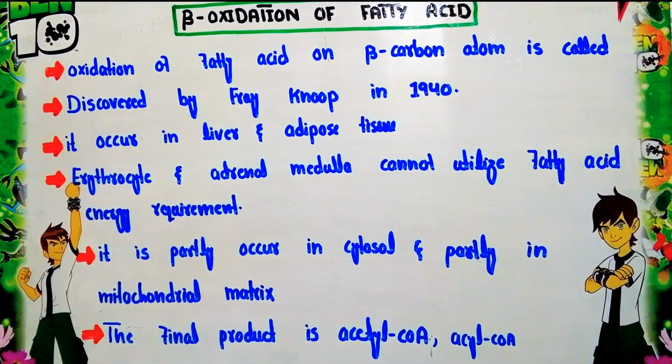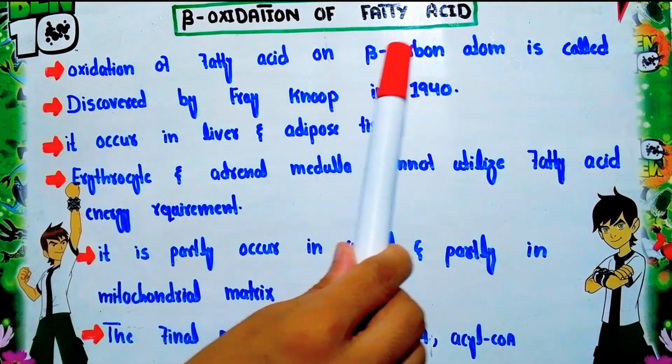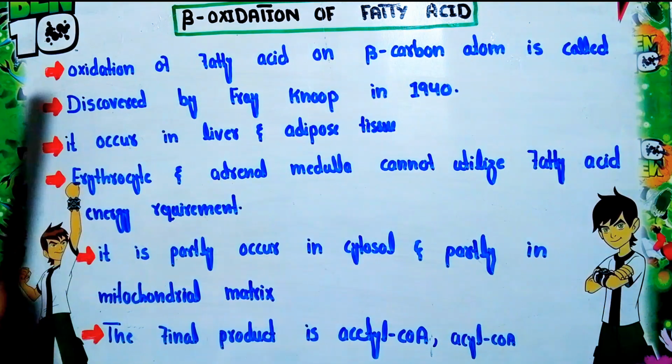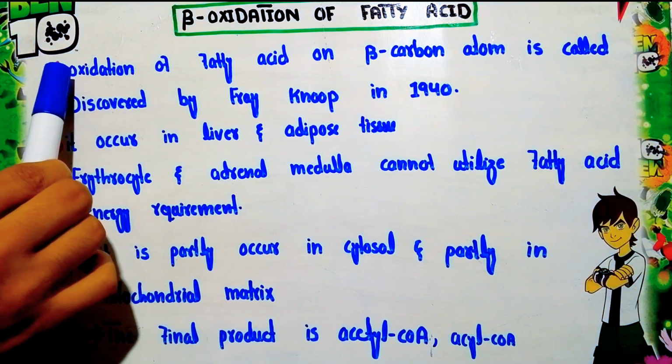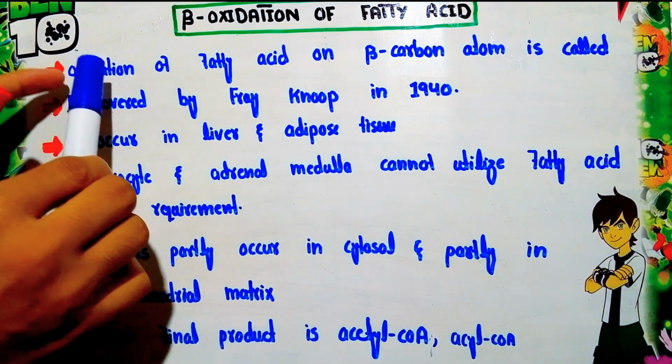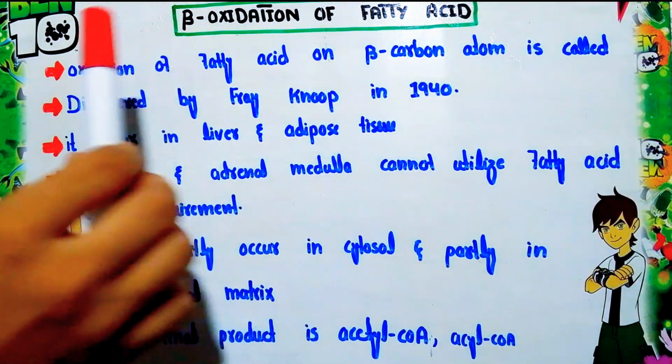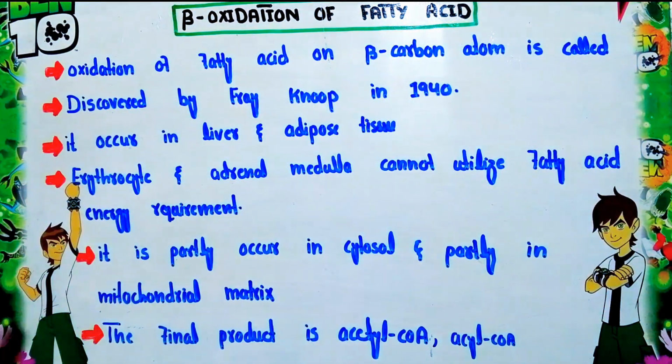Now we will properly define what beta oxidation is. Look at the definition of beta oxidation of fatty acids. This is the oxidation of fatty acid on the beta carbon atom. Oxidation is the removal of hydrogen, and this removal of hydrogen from the fatty acid occurs on the beta carbon atom, so that's why it is called beta oxidation. This is the definition of beta oxidation of fatty acids.